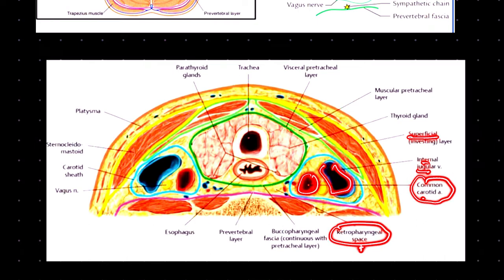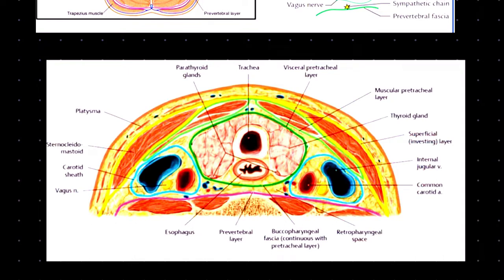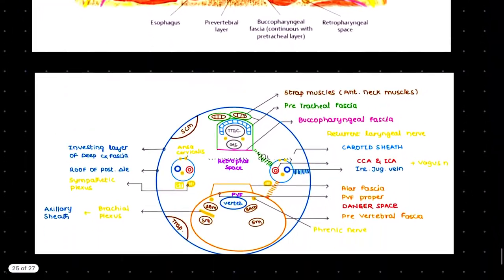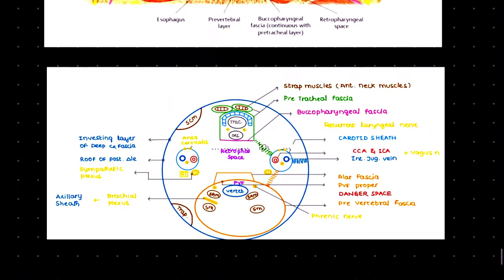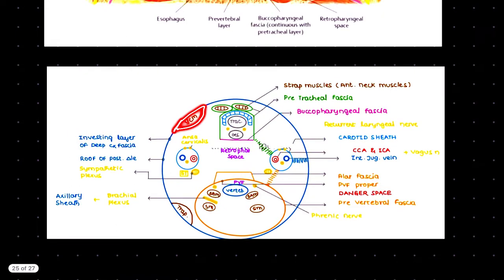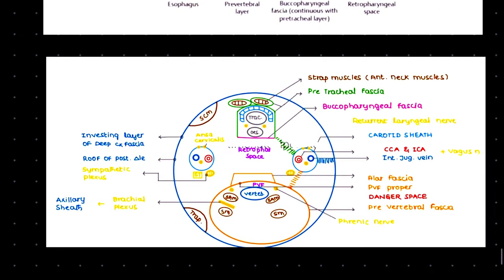We talked about the superficial investing layer that was enclosing some of the muscles like sternocleidomastoid. And what are these? These are the muscular pretracheal layer, enclosing the anterior neck muscles, right? Okay, we talked about all these things. Now the schematic diagram at the end. In this schematic diagram, the same thing again. The outermost one is the investing layer. It is enclosing some of the muscles like sternocleidomastoid and trapezius, right? It is forming the roof of the posterior triangle.